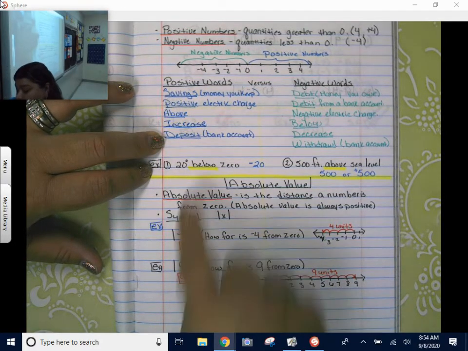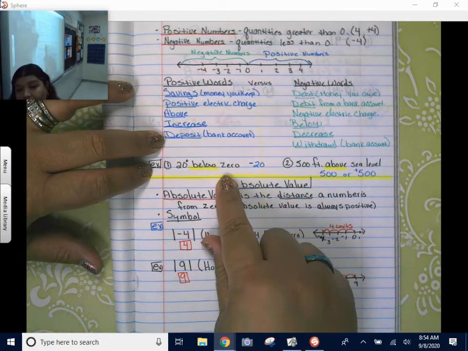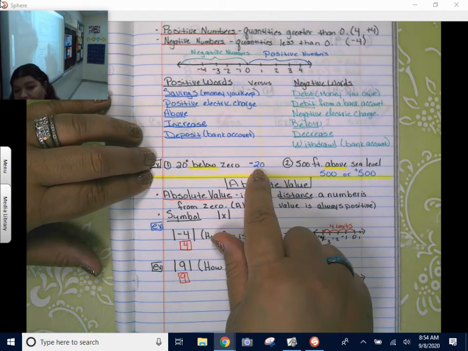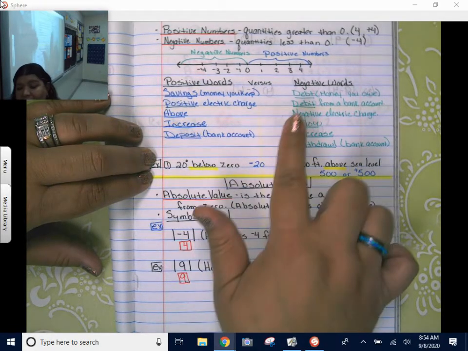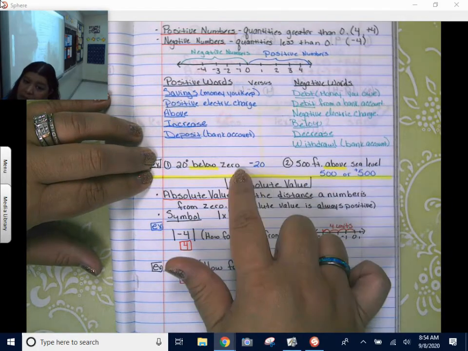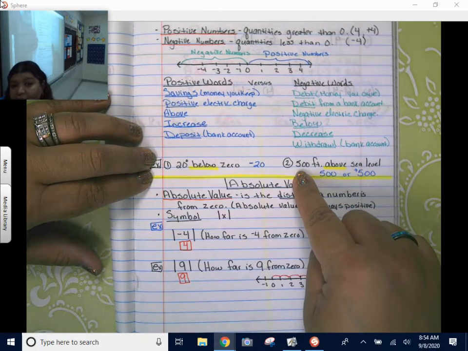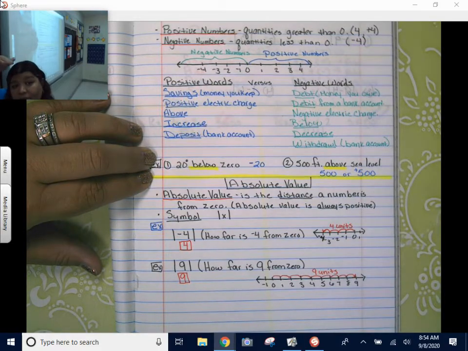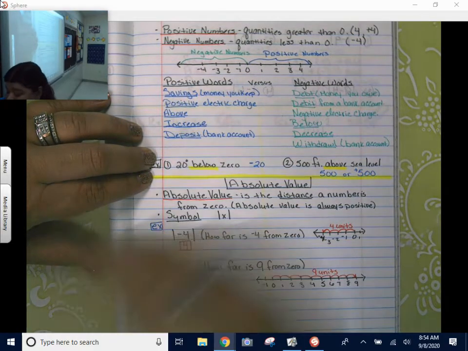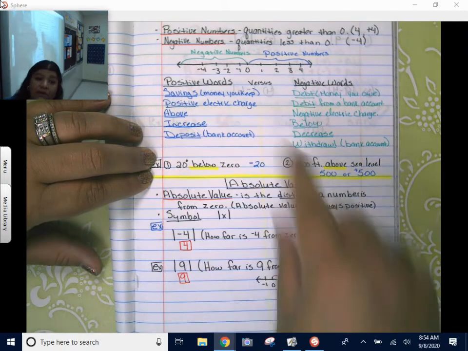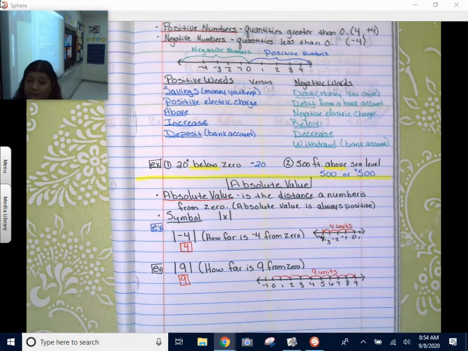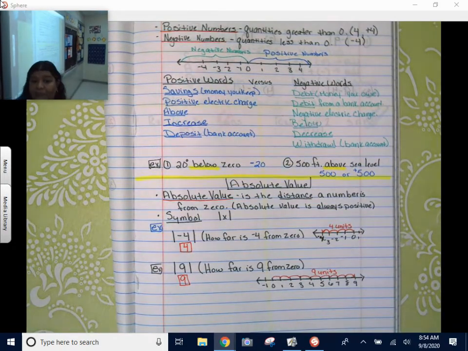So you might see something that says 20 degrees below 0. The way you write that would be -20, because that word below is a negative word. So we put negative and then 20. If I say 500 feet above sea level, above is a positive word. So therefore, it is going to be a positive 500.